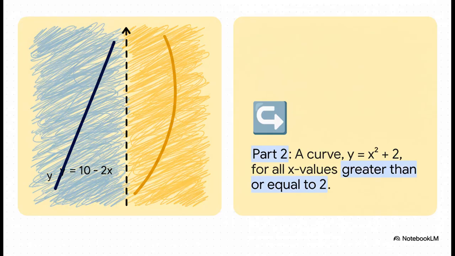So how in the world do we graph something like this? The key is to treat each rule separately inside its own zone. The number 2 is our dividing line. For every single x value to the left of 2, we use the rule for the line. For x equals 2 and everything to the right of it, we switch over and use the rule for the curve. Each equation stays in its own lane.